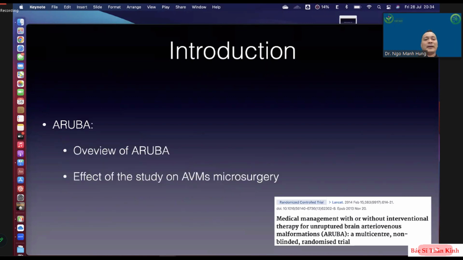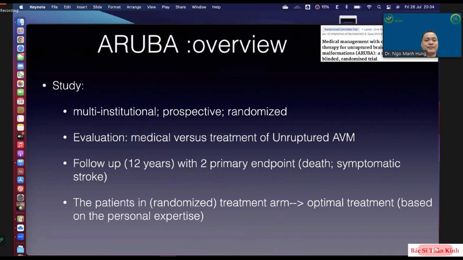So I would like to give an overview of the ARUBA study and its effects on brain AVM microsurgery.